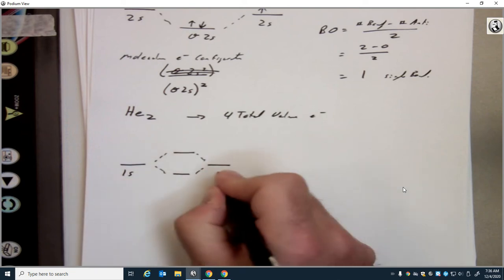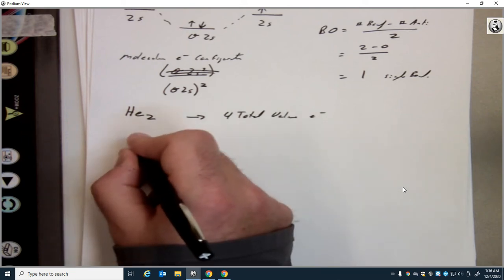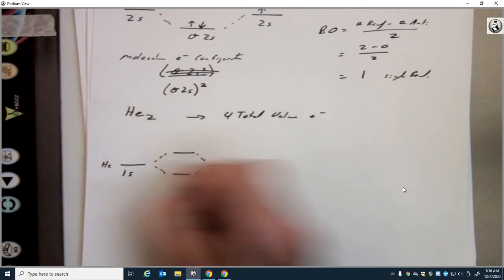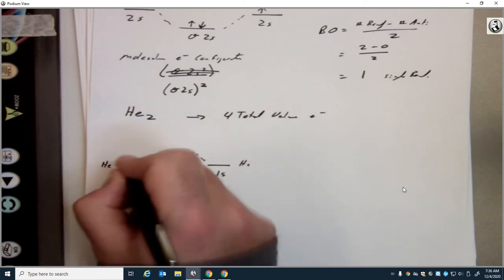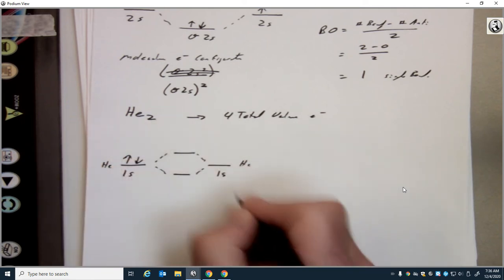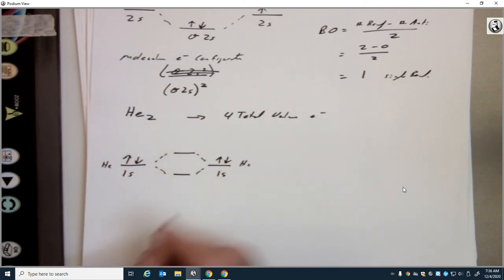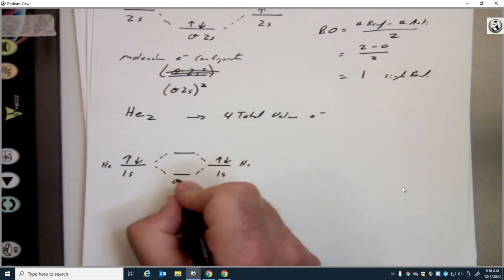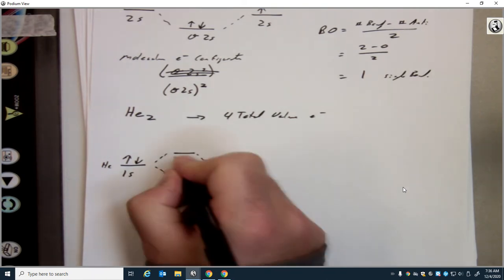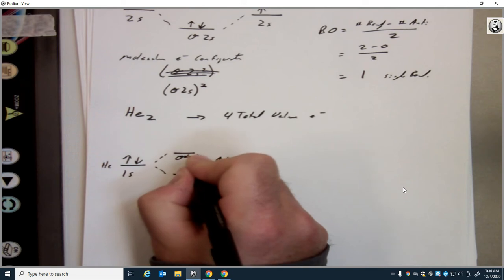This is my 1s. So this is one helium atom. This is my other helium atom. It would be up, down here and up, down here. This would be my sigma 1s. This would be my anti-sigma 1s.